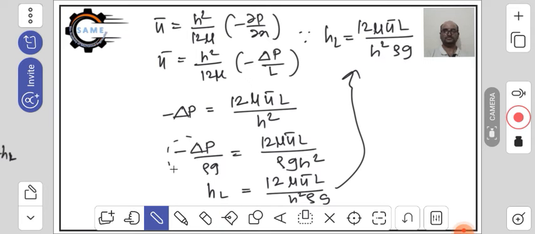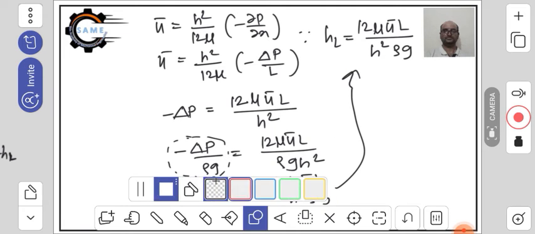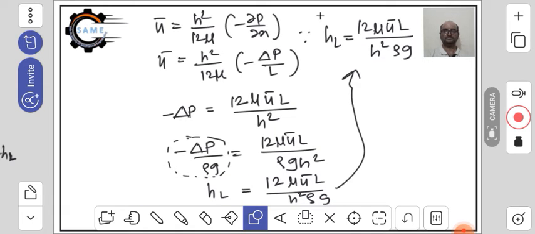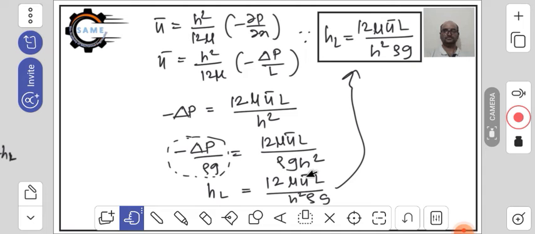See, what this quantity indicates, just now we have calculated, right? This is the head loss. Now you have to remember this formula. This formula is very important. Okay, you have to remember this.